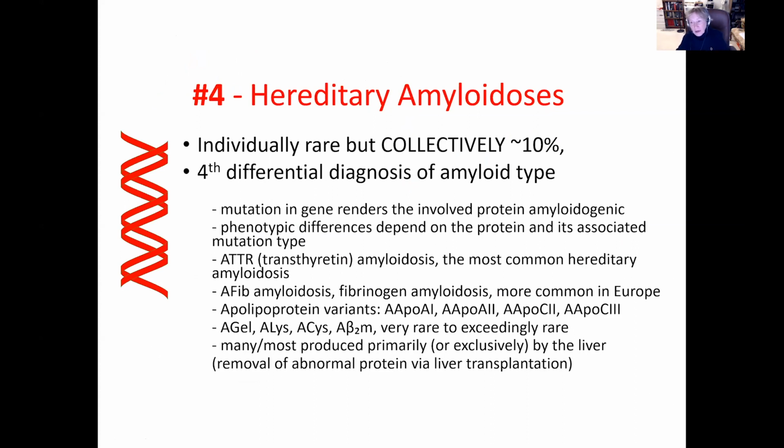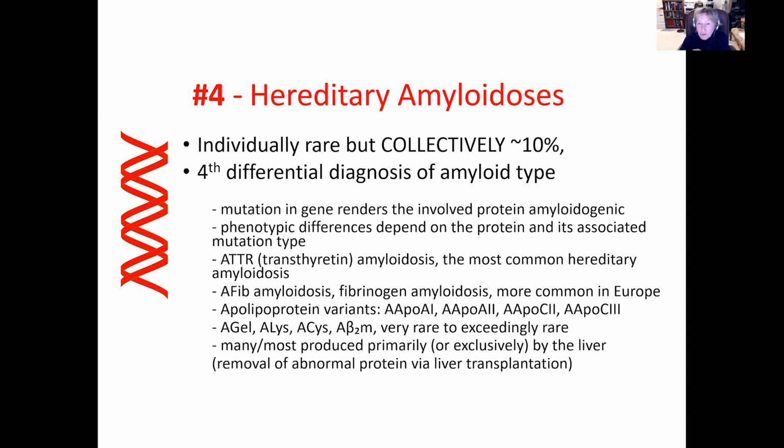And finally, I hope I'm not going to be kicked out here. I'll speed up, I promise. The fourth group, our number 4 differential diagnosis of amyloid type, hereditary amyloidosis. Individually, they are rare, but collectively, they may account for up to 10%, and we probably don't diagnose them well enough. So here in hereditary amyloidosis, the mutation affects the amyloid protein itself, okay?